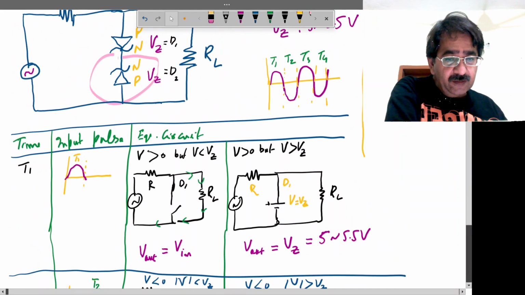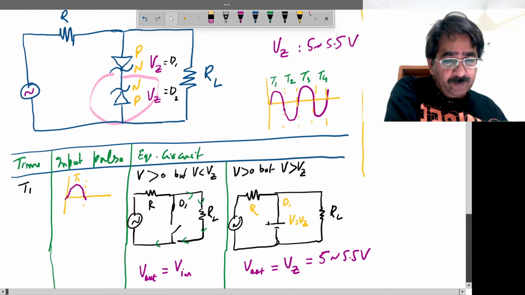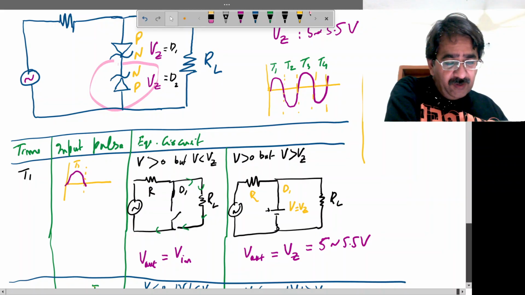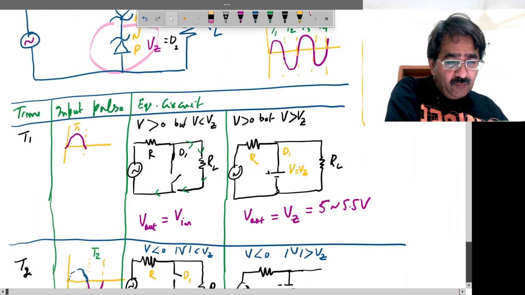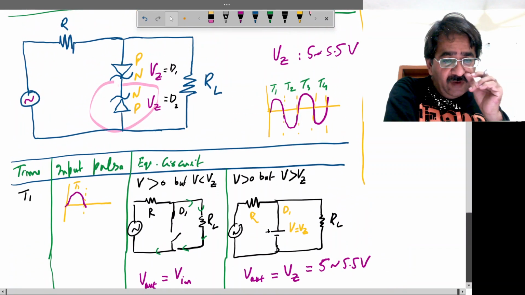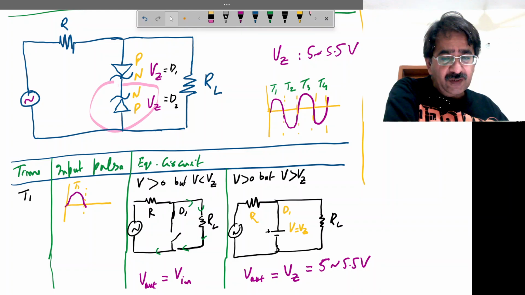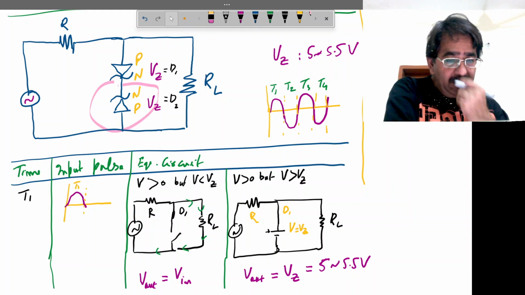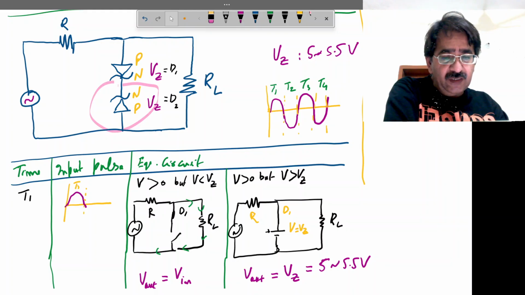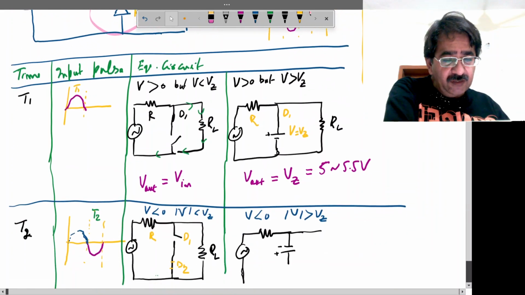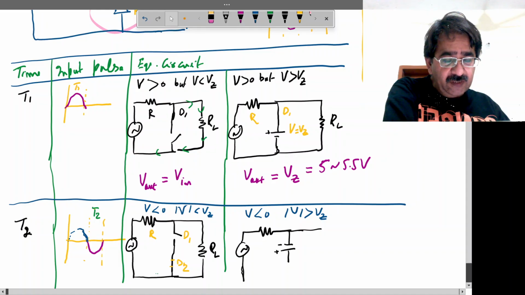So diode D1 will act as reverse biased and will behave like an open circuit for case 1, when V magnitude is less than Vz. Why? Because the P becomes negative and the N becomes positive, so D1 will behave like an open. And D2, because the negative part becomes more negative, will become forward biased, so it will behave like a short circuit for case 1, when V magnitude is less than Vz.